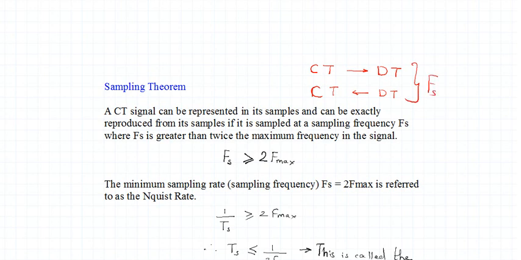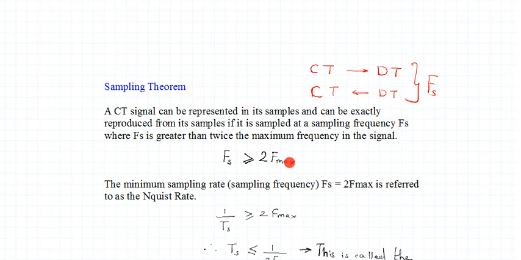This is the concept of the sampling theorem, right? It says that we can obtain a DT signal from a CT signal by the process of sampling, and we can recover it back. It means that from the discrete time domain signal we can get back the CT signal. We can reproduce the CT signal from the DT signal, but this is possible only if we have maintained a condition on the sampling frequency. And what is the condition? The sampling frequency should be greater than twice the maximum frequency.